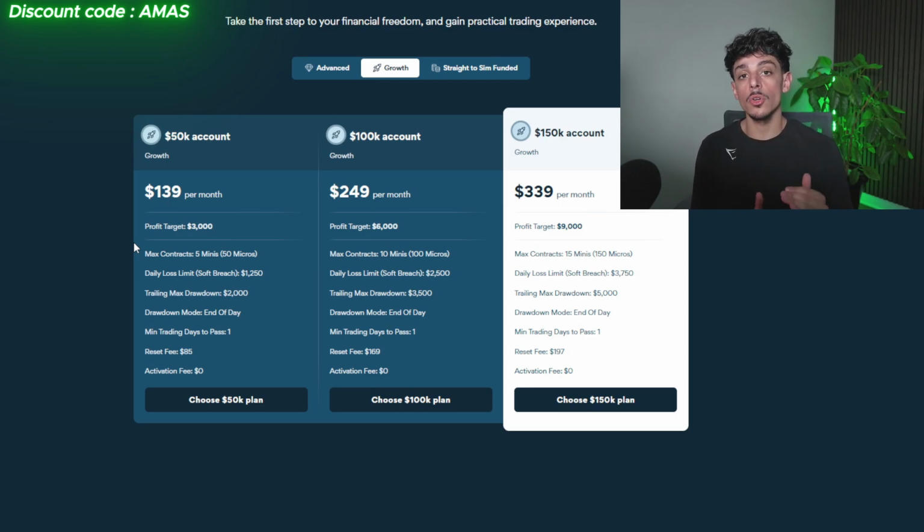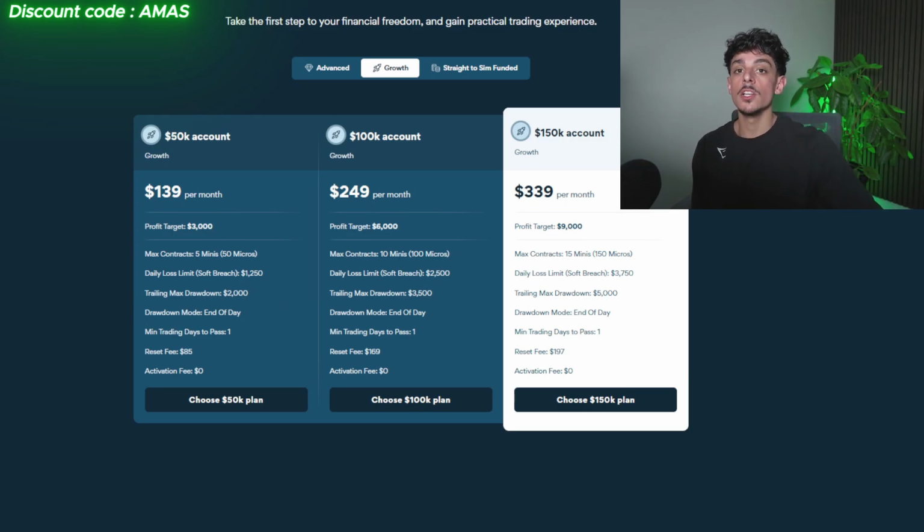It means that it will close your account on the session that you were trading, and then you will be able to trade on the next session. Okay, your max drawdown is 2,000, so even if you lose 1,250 on the day, you still have $750 left of drawdown. The drawdown mode is totally different.